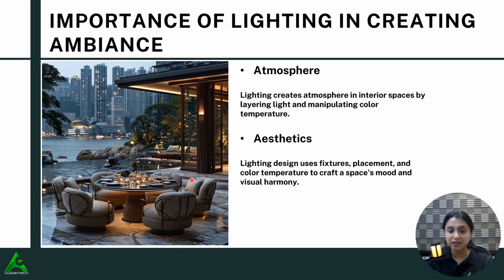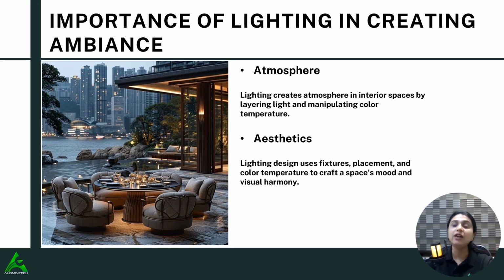Again, aesthetics. Now, lighting design also uses fixtures, placement, and color temperature to craft a space's mood and visual harmony. If you look at this image again, this is the interior of the restaurant space and this is the outside. But what they have done is they have used the same kind of light here and here. This is something that binds the space. Even though this is outside and that is inside, it feels like a part of the same unit, right? So you can use lighting to create harmony in spaces.